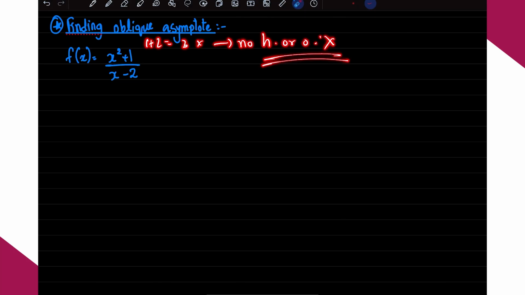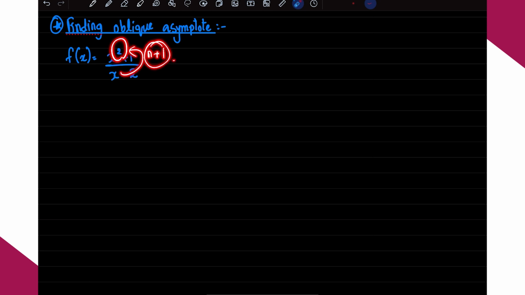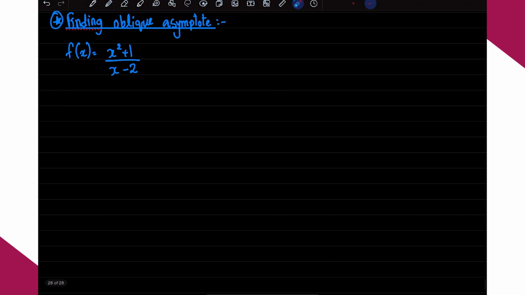We're not going to have any asymptotes. But the condition always needs to be n plus 1. That's the condition for an oblique asymptote. So to find the oblique asymptote, we simply do long division. So the method is do long division.